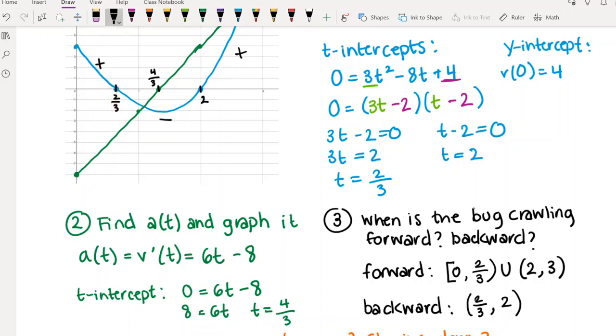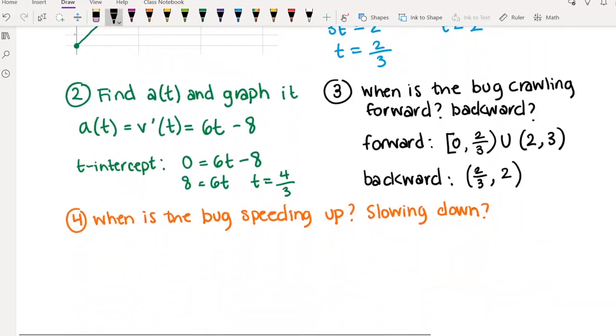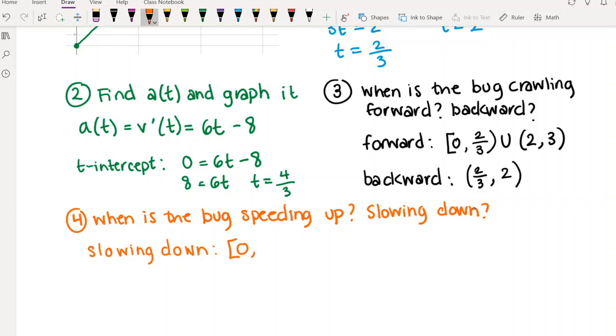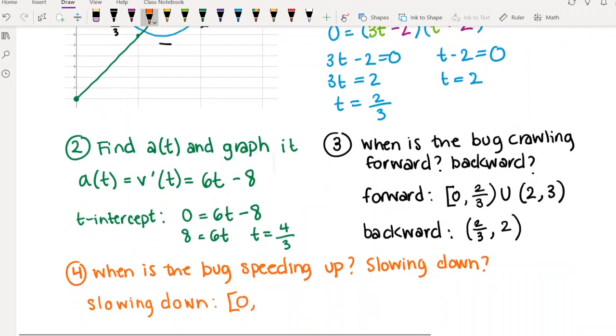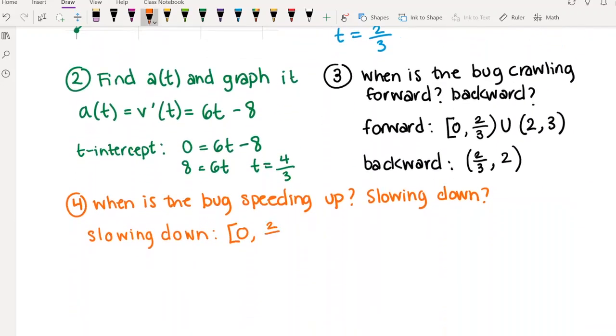Okay, so let's write down what we have so far. So we know that it's slowing down. I don't know why my color changed. Okay, slowing down from the starting point up until 2/3, right? That's where it changed.